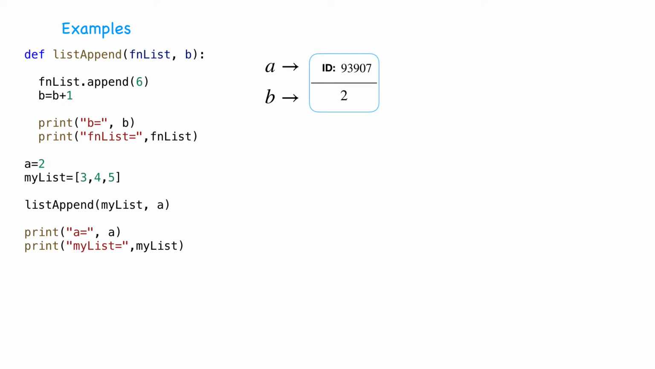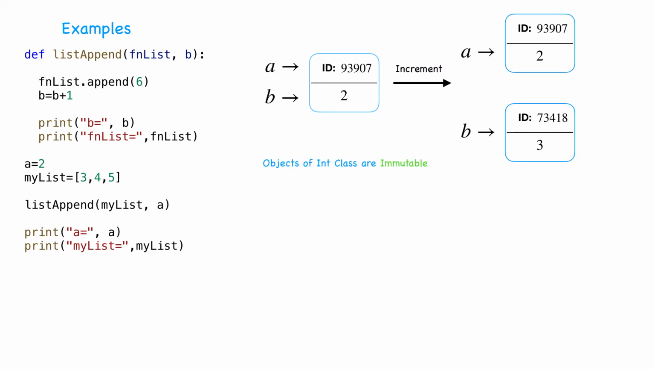But when you print the same A outside this function, it will still have the value 2. And moreover, since you incremented B, the B will not be referencing the same object, but it will reference a different object which will hold value 3. So the object which was created earlier will not be changed because this is an integer object and integer objects are immutable.